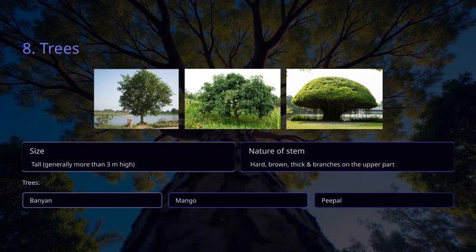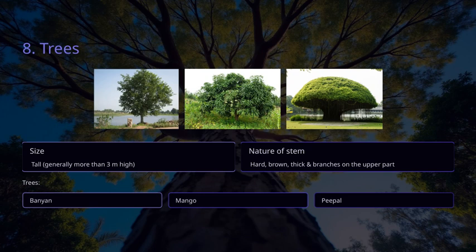Today, let's talk about trees, which are an important part of our natural environment. Generally, trees are quite tall, usually more than 3 meters high, which makes them stand out in the landscape. Some common examples include the banyan and the mango tree. When we look at the nature of their stems, you'll notice they are typically hard, brown, and thick. The branches mostly grow on the upper part of the trunk, providing a broad canopy that gives shade and shelter.